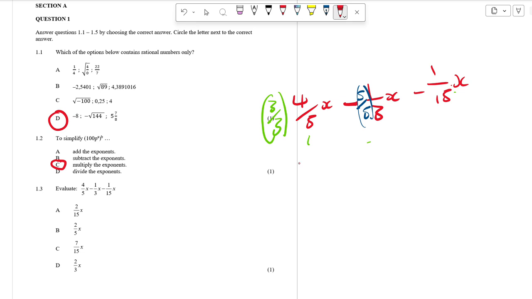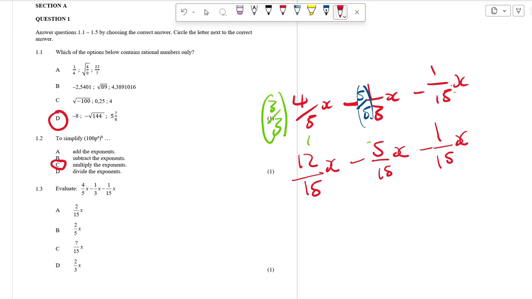What is 3 by 4? That is 12 over 3 by 5, 15x. 5 by 1 will be 5. 5 by 3 is 15x. And then here, minus 1 over 15x. You see, we have the same denominators now, which is 15 everywhere.